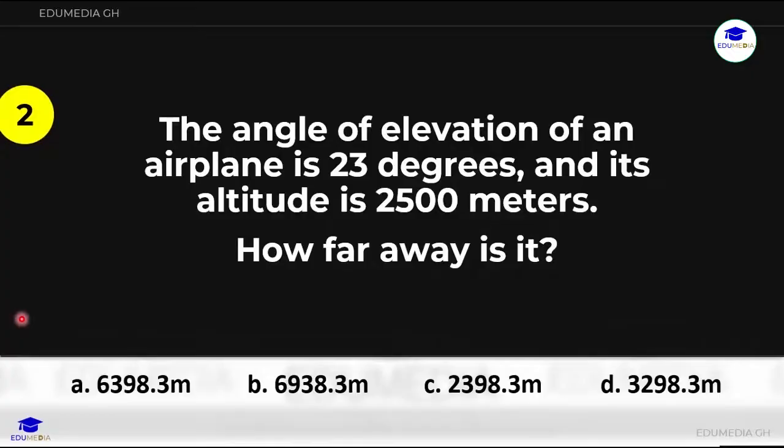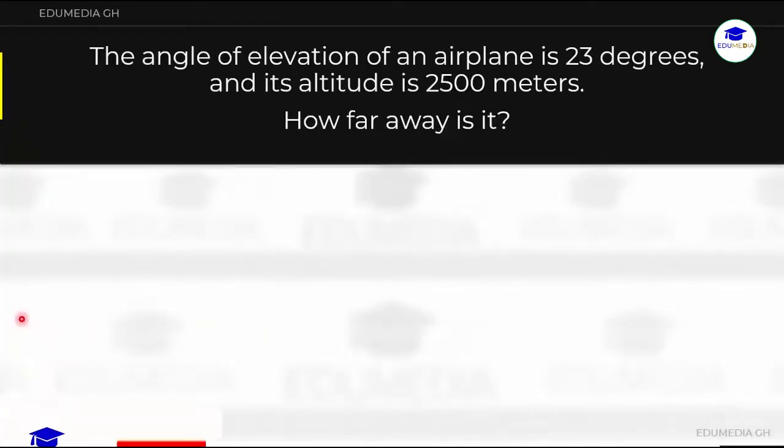Question number 2. The angle of elevation of an airplane is 23 degrees and its altitude is 2500 meters. How far away is it? To make this question easier for me to solve, I'll start by putting it in a graphical representation. The question said the angle of elevation of an airplane is 23 degrees and its altitude is 2500 meters. Let's understand that altitude is something vertical, something above sea level. So the altitude, which is 2500 meters, will look like this.